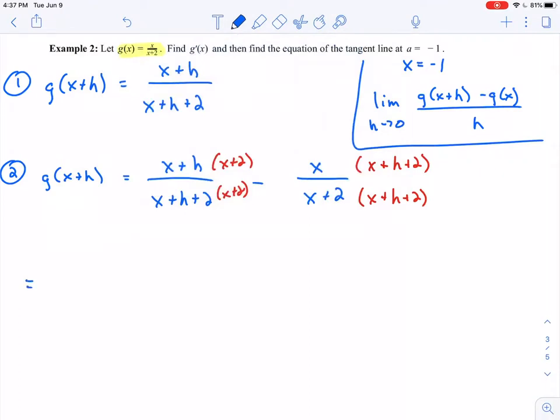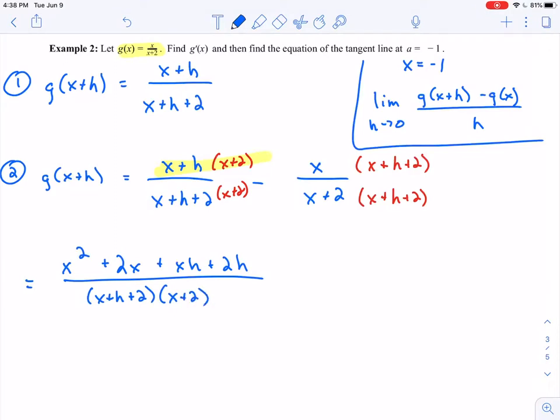So let's see. Right here, I am going to want to FOIL those out. So let me do that. X times x, I've got x squared. X times 2, I've got plus 2x plus xh plus 2h, looks like. All over my denominator. Again, this is one of those circumstances where I'm going to tell you, just leave it. Don't worry about it. I'm going to leave this as x plus h plus 2 times x plus 2.